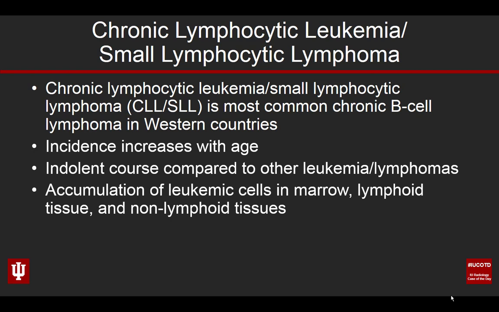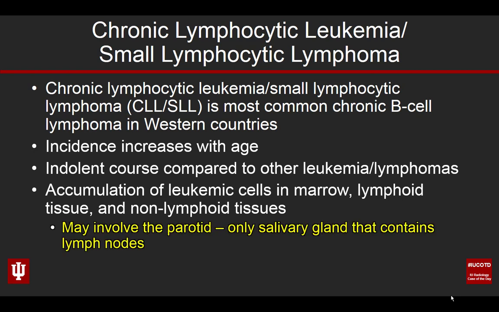In these patients, they have an accumulation of these leukemic cells within their marrow, hence the marrow replacing process that we see, but also within the lymphoid tissue. And as we know, the parotid glands are the only major salivary glands that contain lymph nodes. And also you can see them accumulating in non-lymphoid tissues as well. So again, I want to stress, this can involve the parotids. It's the only salivary gland that contains lymph nodes. Whenever you see multiple solid intraparotid masses bilaterally, one of the things you need to think about is lymphoma, non-Hodgkin lymphoma.